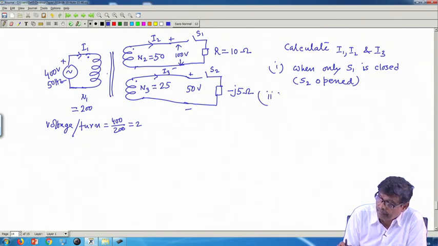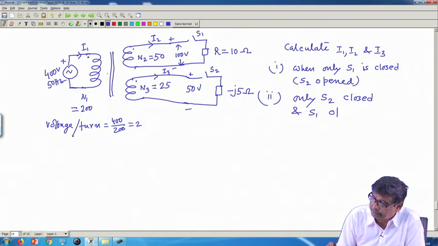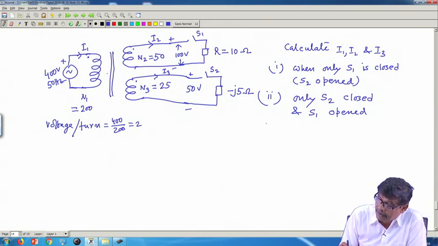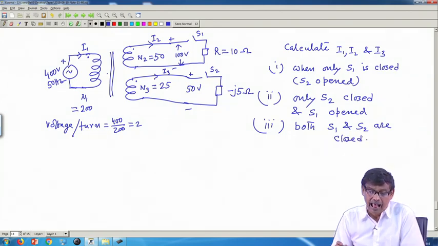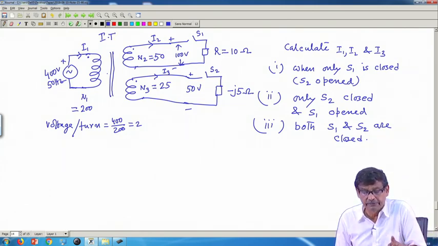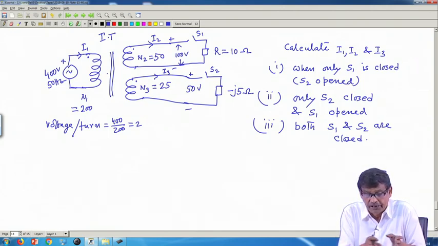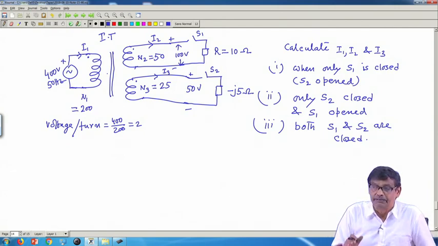Part 2: only S 2 closed and S 1 opened. And finally, both S 1 and S 2 are closed. I have to find this out, and let this transformer be ideal. What does it mean? If you close this switch and with both the switches open, no current is drawn, the magnetizing current necessary is 0. So, that is the problem.